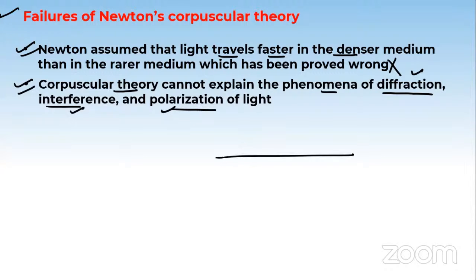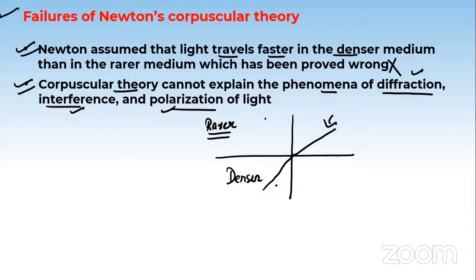See, actually we know that suppose there is a denser medium. I'm explaining the first point here. And this is the rarer medium. Suppose the light ray is traveling from a denser to a rarer medium. We know according to Snell's law of refraction that the speed will increase here. If it is V1 here and V2 here, V2 will be greater than V1 in the rarer medium. But Newton assumed otherwise when he was giving Newton's corpuscular theory of light.